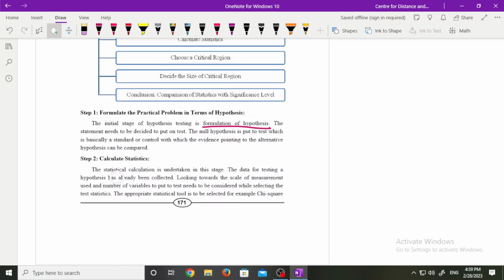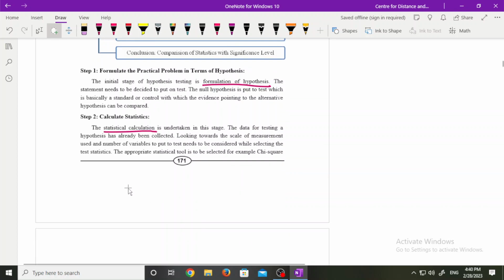Okay. Then in the second step the statistical calculation is undertaken in this stage. Here we have to calculate our statistics under our conditions. The data for testing a hypothesis has already been collected.